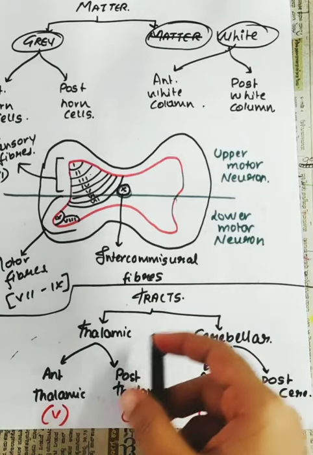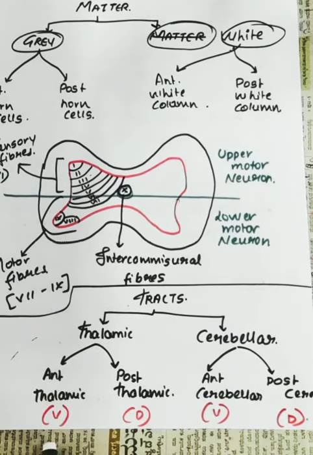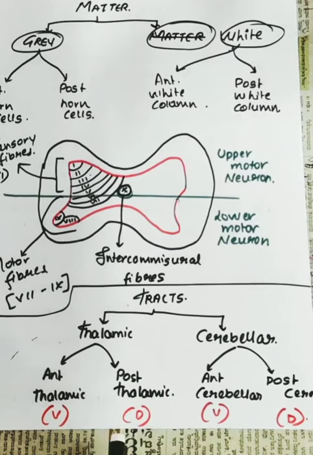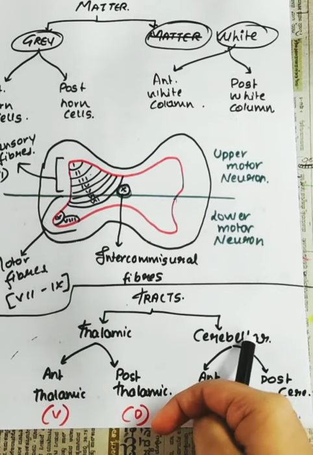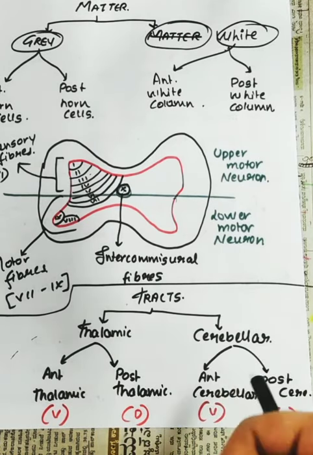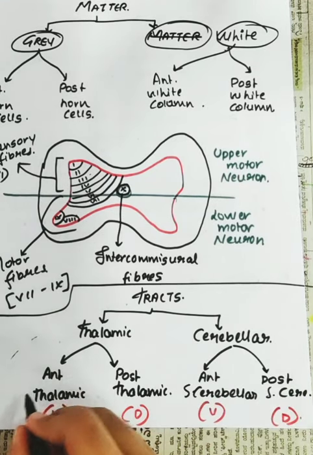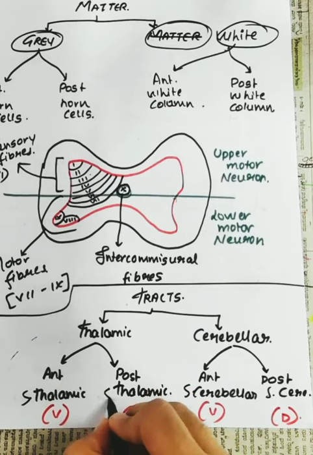In the tracts mainly there are thalamic tract, cerebellar tract. In the thalamic tract there is anterior thalamic known as ventral thalamic, posterior thalamic known as dorsal thalamic. If you speak about the cerebellar tracts, there is anterior cerebellar tract or ventral cerebellar tract as well as the posterior spinocerebellar tract. It might also be called as anterior spinothalamic tract, posterior spinothalamic tract.